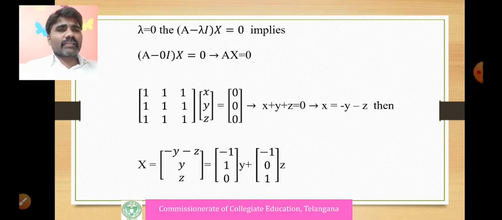Now we can find the eigenvectors corresponding to each eigenvalue. For lambda equals 0, we solve A minus 0 I into X equals 0, which implies AX equals 0.